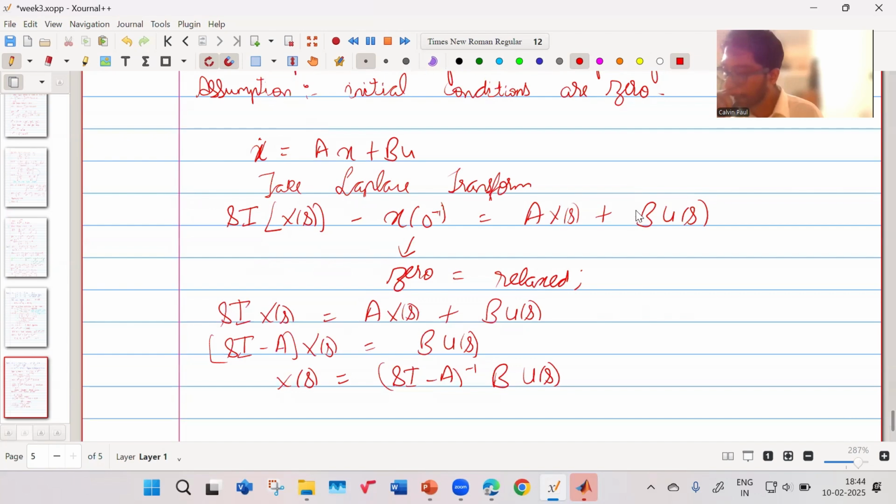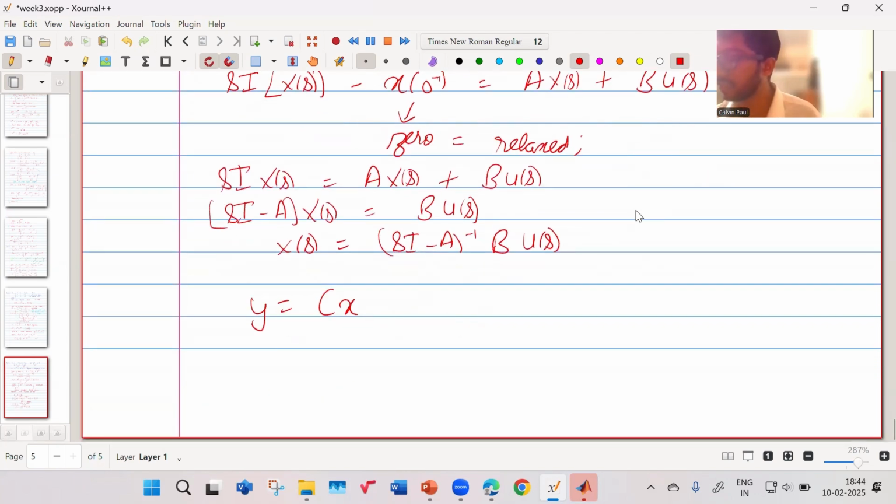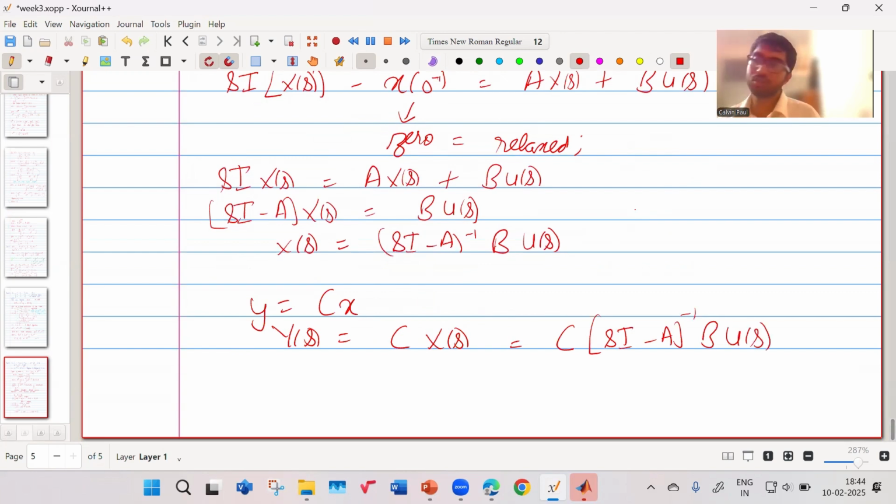Now our y is equal to Cx, so y of s is actually C into x of s. So that is C into (sI minus A) inverse into B into u of s, right? So this is what we have.